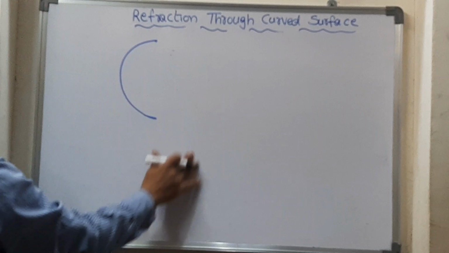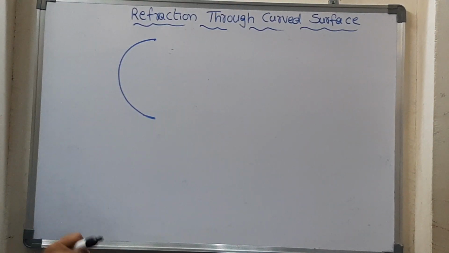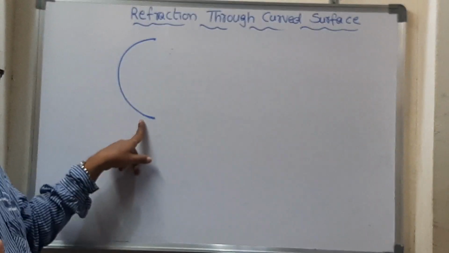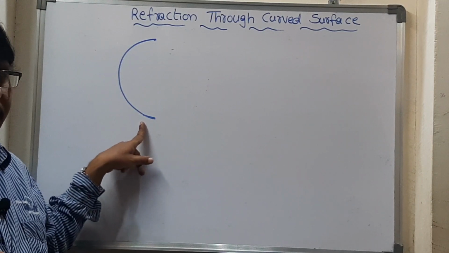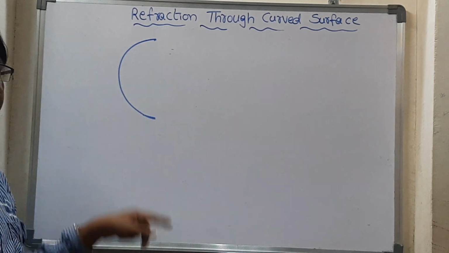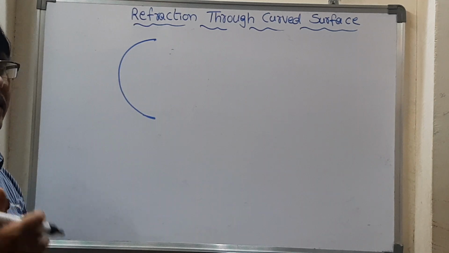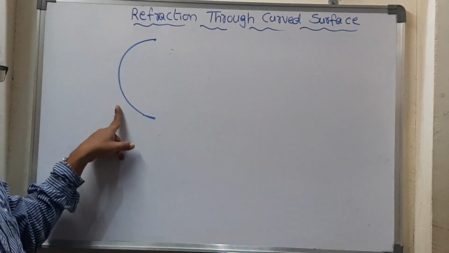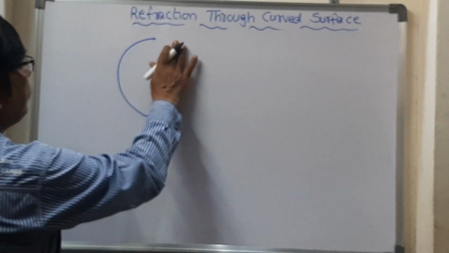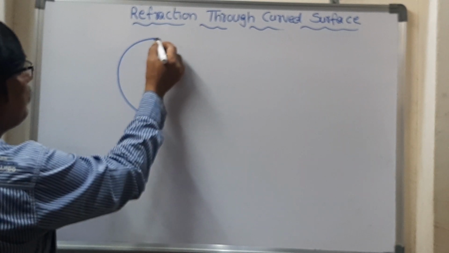This part we will take, and how refraction takes place through it, all these things we will see. This is a single curved surface. Now we are going to discuss refraction through a single curved surface. How it will be, now let us see, along with some important basics of this topic.